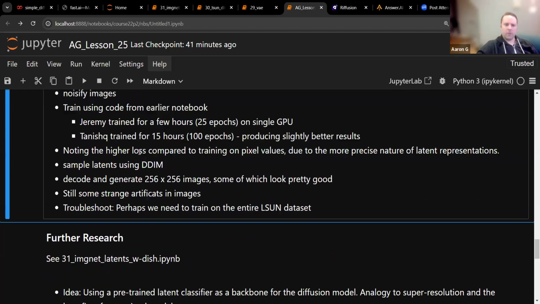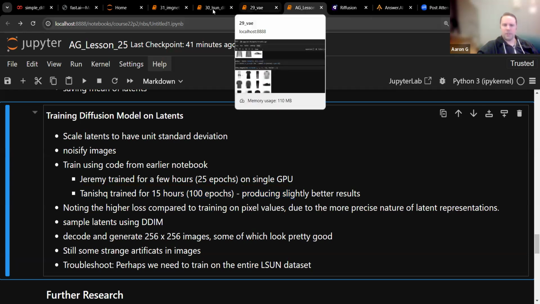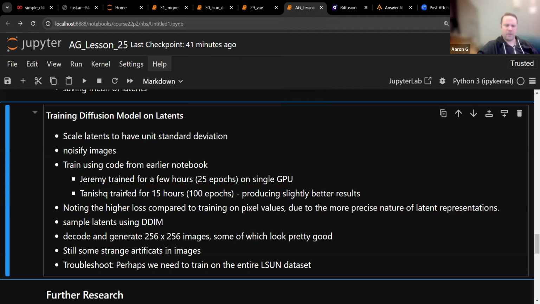Let's see. I think we're still in this notebook. Basically we want to get to the point where we're generating new images. We do the noisify process that we have been doing for weeks now, and then decoding. Jeremy actually trained, I guess, for a few hours to do 25 epochs. The other gentleman trained for 15 hours on a single GPU for 100 epochs.